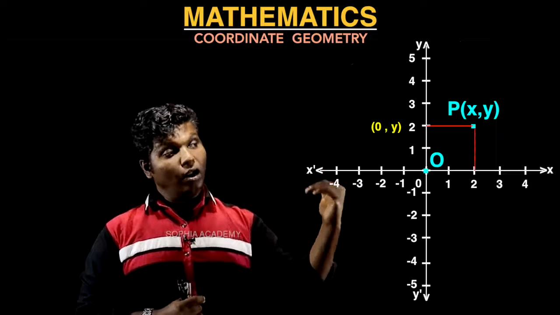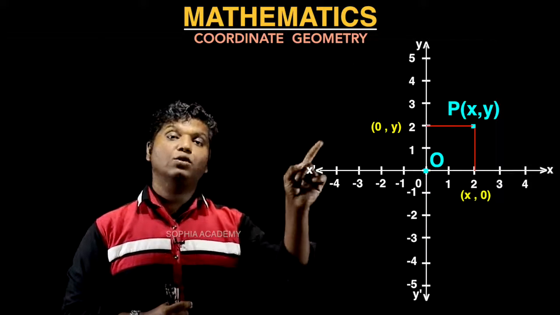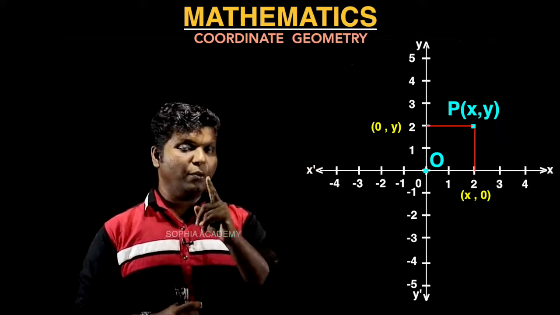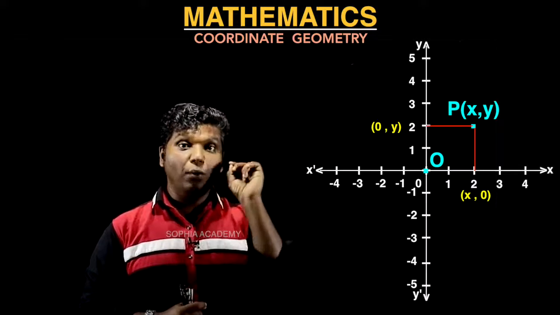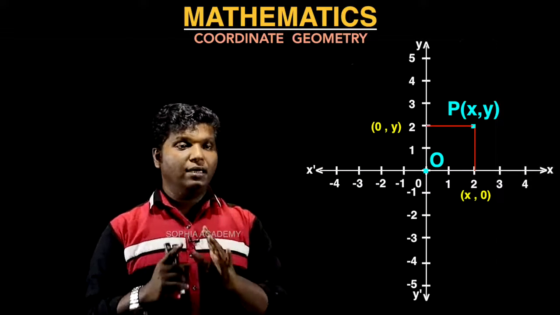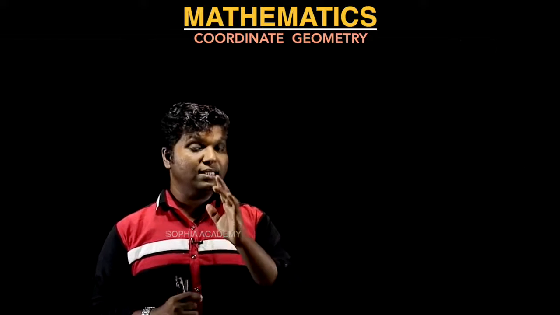How high or how far is that point from the x-axis? That is what we call the perpendicular distance from the x-axis to that point, which is called the y-coordinate. So these are the terms which we have to understand. Then one more thing we have to learn is the section formula.